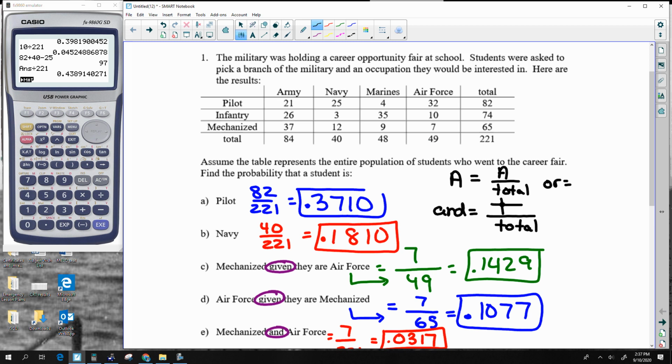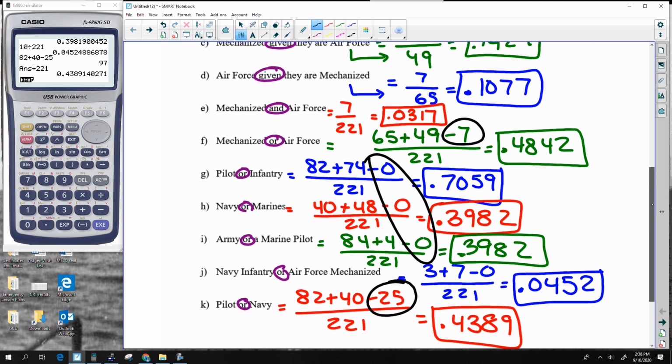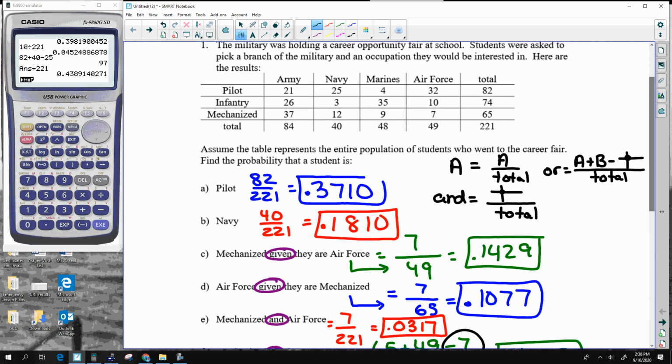The word or, A or B. You add up the two different things in general, and then you subtract off any intersection if they happen to occur. Sometimes the intersection doesn't occur, like in problems G, H, and I. Notice that there wasn't an intersection in those cases, so you would minus 0. However, sometimes there are intersections, like in question K and question F, where the two things do have an intersection. So just heads up, you add the two things and subtract off any intersection.